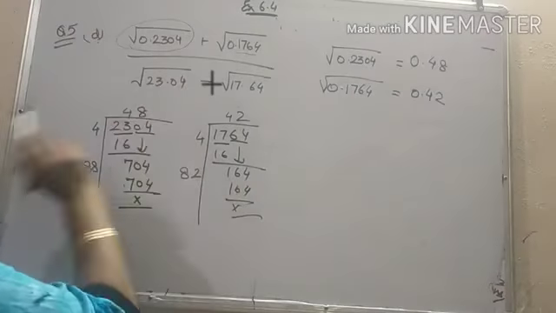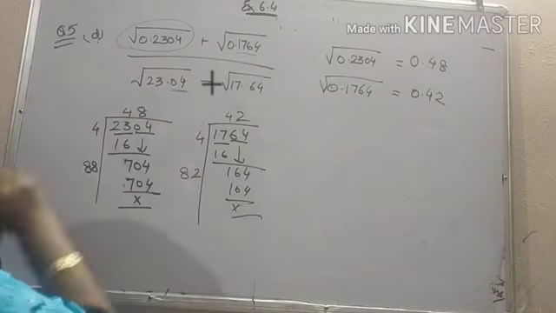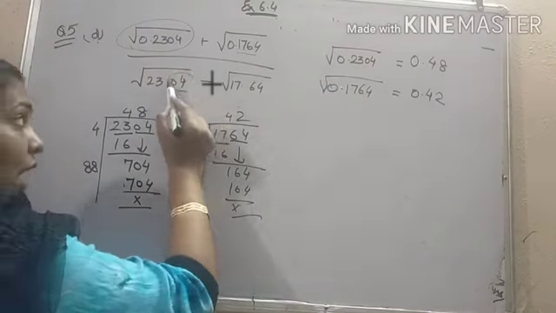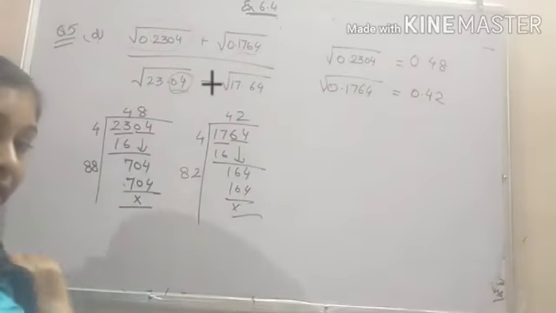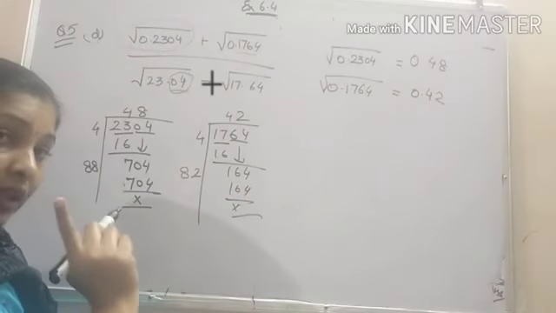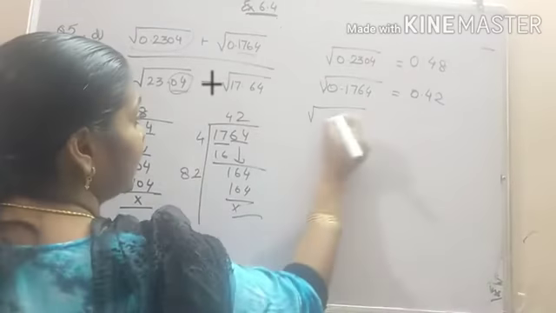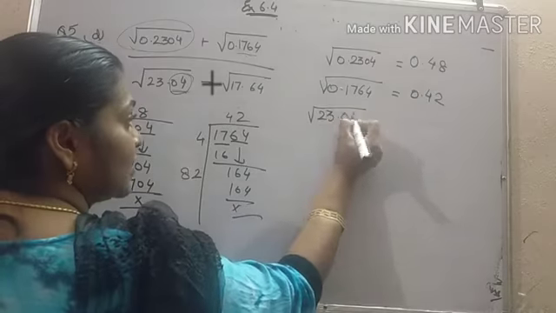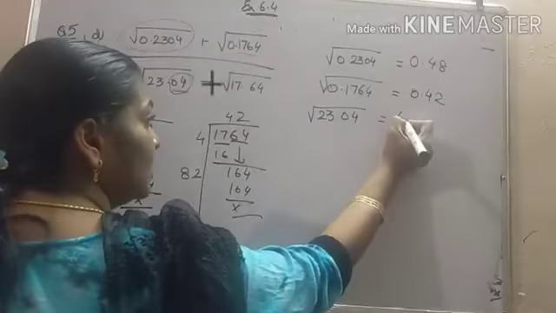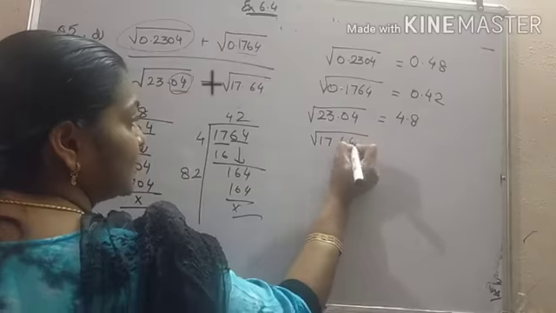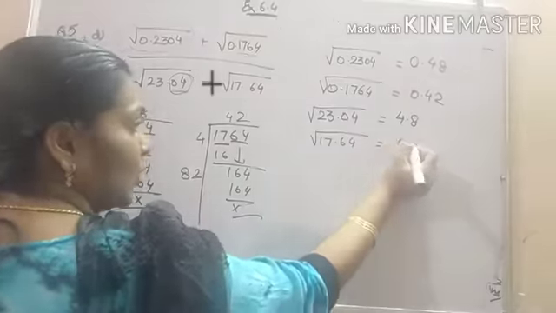But in the case of the denominator, there are only 2 places after the decimal. So half of 2 will be 1. That means there will be only 1 place after the decimal. That means 23.04 is equal to 4.8 and 17.64 is equal to 4.2.